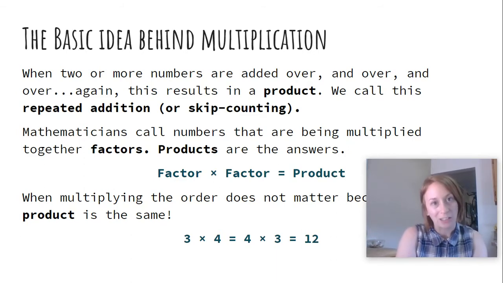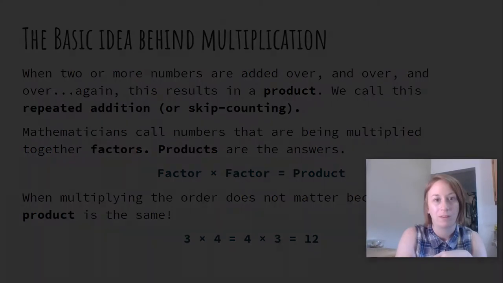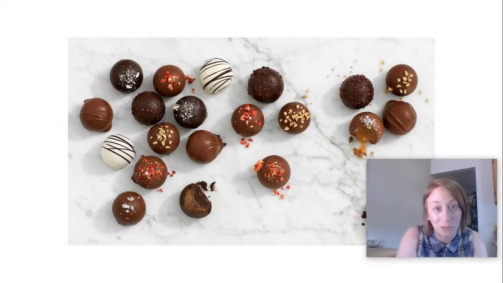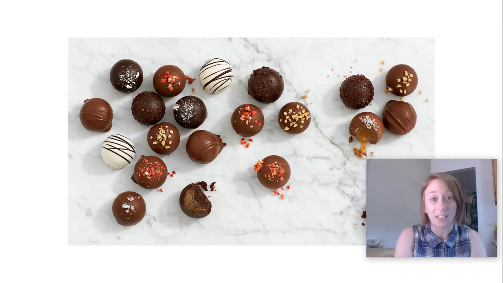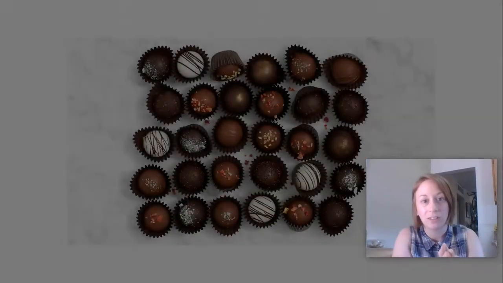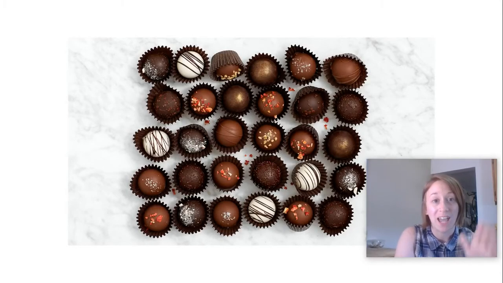Do you remember last year in third grade when we talked about muffins and all of those delicious truffles? Just like the ones you see right here. We could easily count all of these truffles by ones, but that might take us longer than if we were to organize all of those delicious truffles into rows and columns.